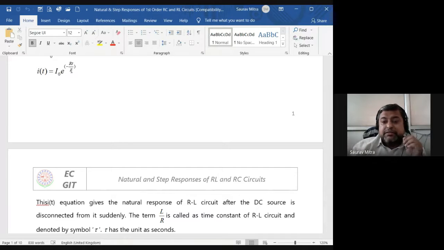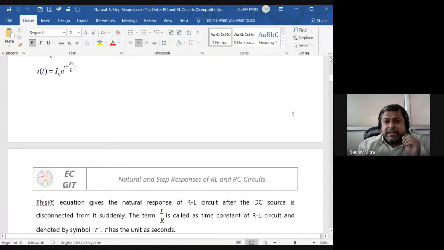So more is the value of R, faster will be the fall. Faster fall means the system is very fast. In that case the time constant is smaller and the system response is faster. So more is the value of R, the system response is faster. So that you will find.